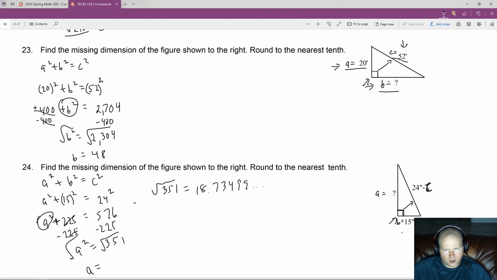18.73499, and it just keeps going on. We want to round to the nearest tenth. The tenth place is the 7, and to the right of the tenth place is the hundredth place, where we have a 3. Because it's 0, 1, 2, 3, or 4, we round down. So we end up with 18.7, and this is approximate. So it's approximately 18.7, that missing leg right there.